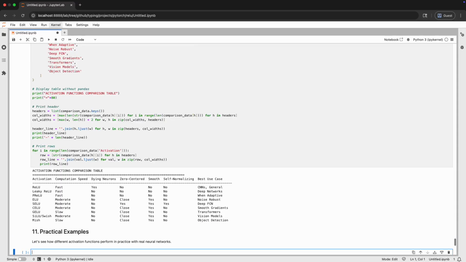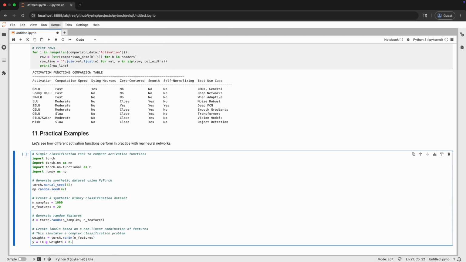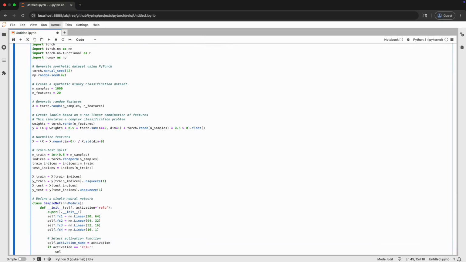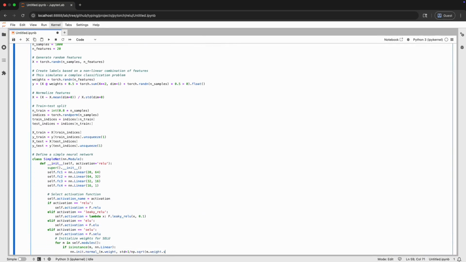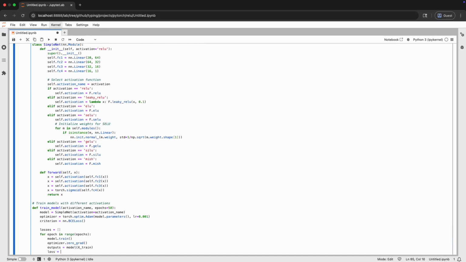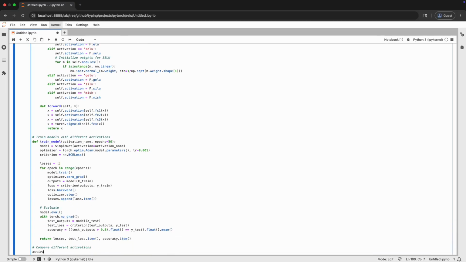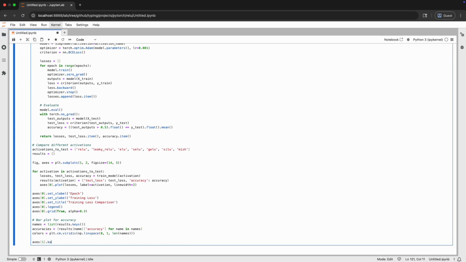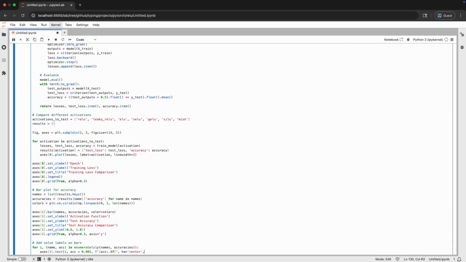Let's move to practical examples. We'll train neural networks with different activation functions on a synthetic classification task to see how they perform in practice. Core code. I'm creating a synthetic binary classification dataset and training identical neural networks with different activation functions. This practical comparison will show how theoretical differences translate to real performance. We'll track training loss and final test accuracy for each activation function.